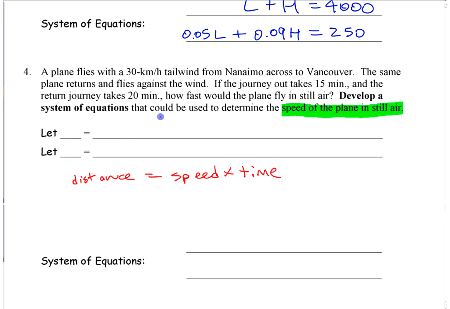When the plane flies with this 30 kilometer an hour wind, that's helping it. If we call this V for velocity, or whatever you want to call it, I'm going to say V equals plane speed in still air, right, without the wind. If you talk about plane speed, you're talking about how fast the plane's actually going.